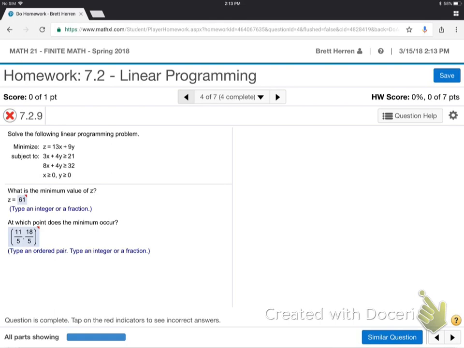Let's see. So this is what we start with, right? So 3x plus 4y greater than or equal to 21, 8x plus 4y greater than or equal to 32. So got to graph those two, right? Get y alone in both of them, put them into your calculator, hit the graph button.